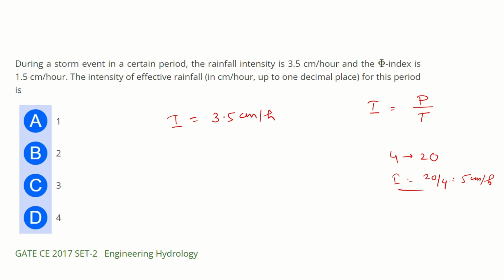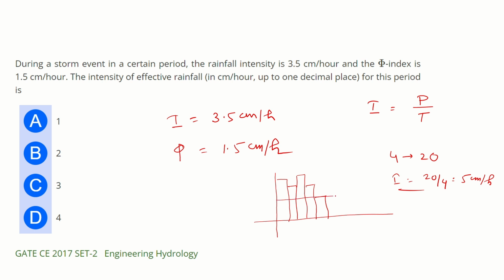So intensity is given, phi index is given to you. Phi index is equal to 1.5 centimeter per hour. What is the intensity of effective rainfall? If you look at the graph, this is your rainfall intensity. Okay, these are your rainfall intensities. If you look at the phi index, this is your phi index, right? This is phi index and this is your rainfall intensities.